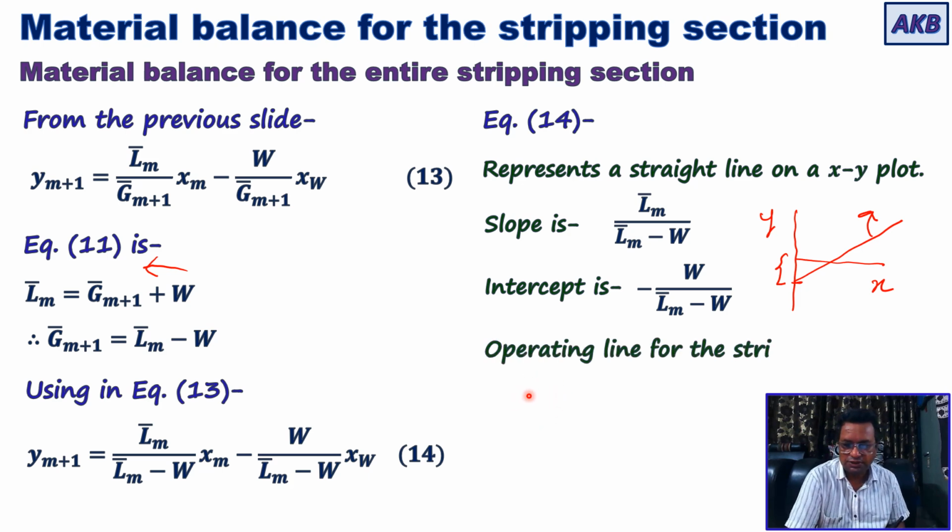Okay, so this straight line is nothing but the operating line for the stripping section. Why operating line? Because this line, if you follow the line on XY plot, it is going to describe the operation within the stripping section.